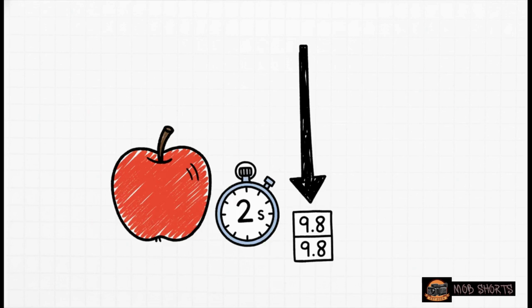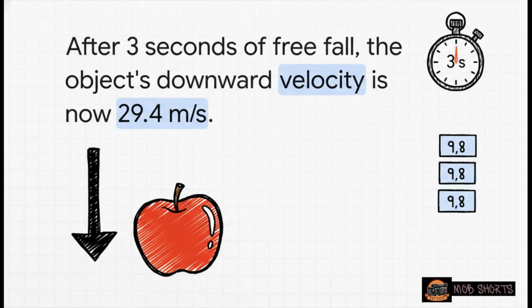Then, after the next second ticks by, it's sped up by another 9.8, bringing its total velocity to 19.6 meters per second. And after 3 seconds, it's rocketing down at 29.4 meters per second. That's what constant acceleration is. It's a steady, predictable increase in velocity, second after second after second.